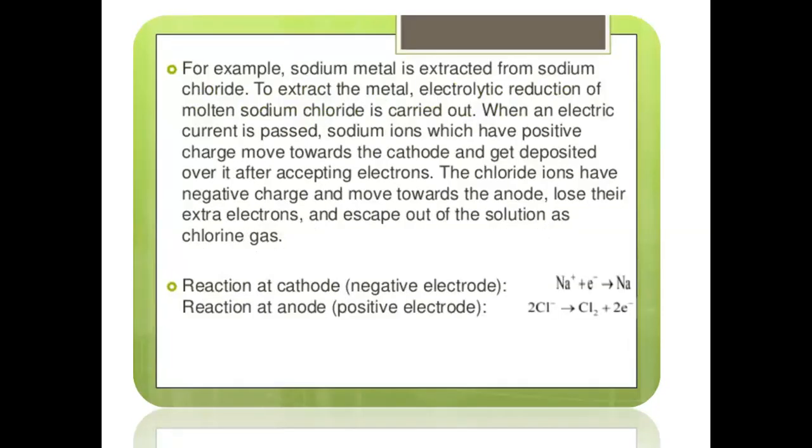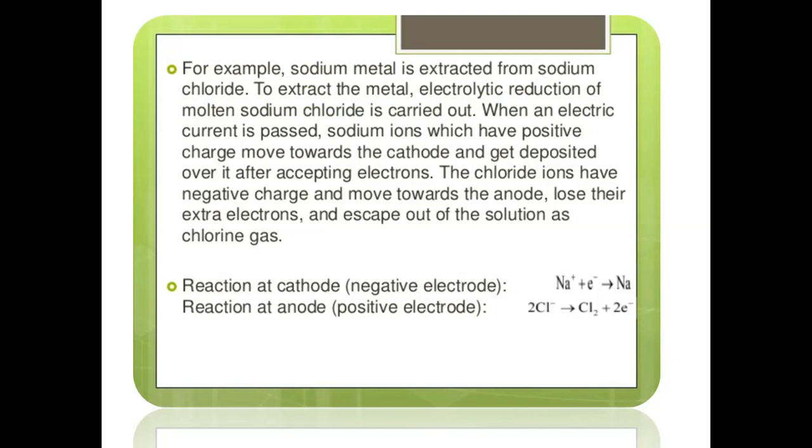See, students, for example, sodium is extracted from sodium chloride. As I have already discussed this point, now how does this occur? To extract the metal, electrolytic reduction of molten sodium chloride is carried out. When electric current is passed, sodium ions, having positive charge, move towards the cathode and get deposited over it after accepting the electrons. And the chloride ions have negative charge and move towards the anode, lose their extra electron and escape out of the solution as chlorine gas.